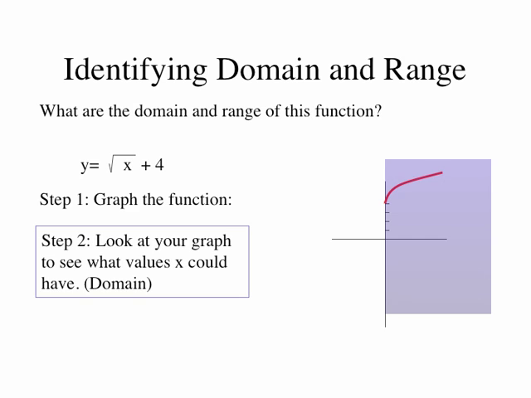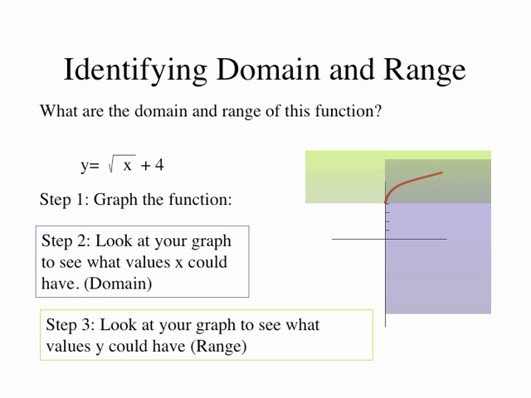Then we can look at what y values. Right? So if we focus on that red line, and think about the y-coordinates of all the points on that red line. They start at 4, and they get bigger and bigger and bigger. The smallest y-coordinate for any point on that red line is 4. So our range, y, has to be 4 or greater.